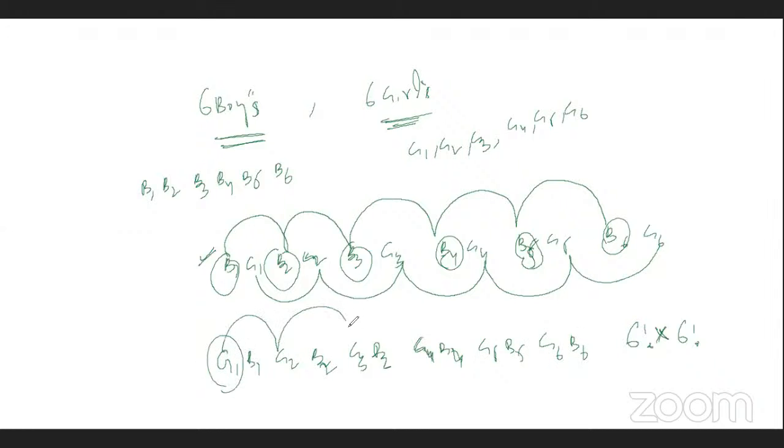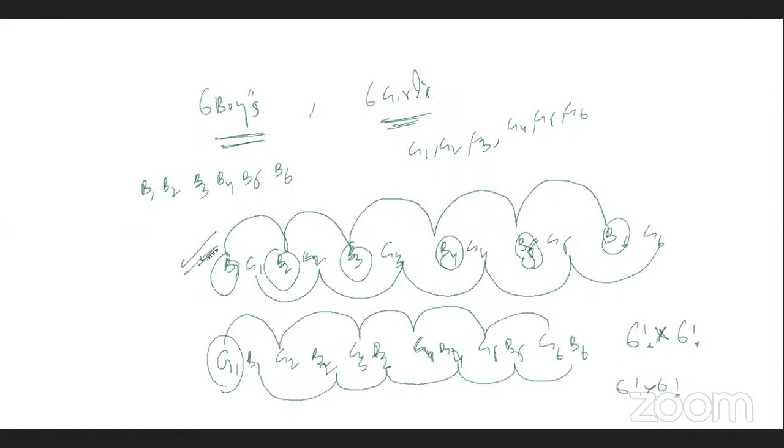Girl తో స్టార్ట్ అయితే ఏం చేస్తా? I want to arrange the girls in the girls' positions only, and boys also in the boys' positions. That is also one more 6 factorial into 6 factorial. Is it right? Yes sir. So our required arrangement is possible in this way or this way. Is it right? Yes sir. So this plus this, that is 2 into 6 factorial into 6 factorial.